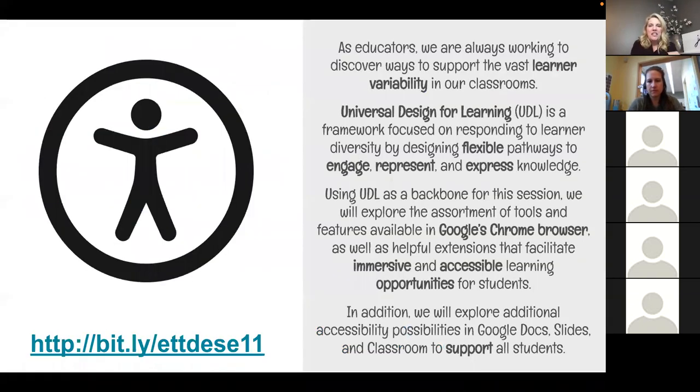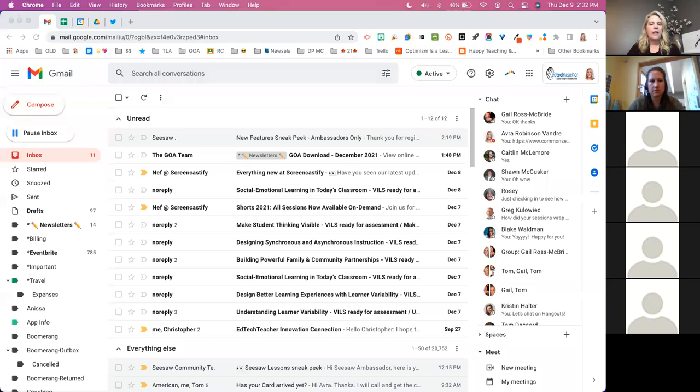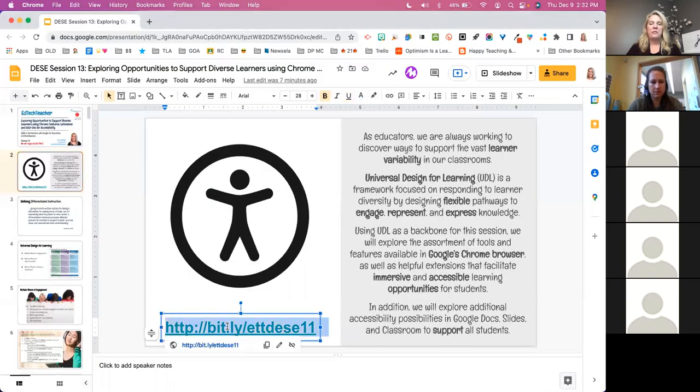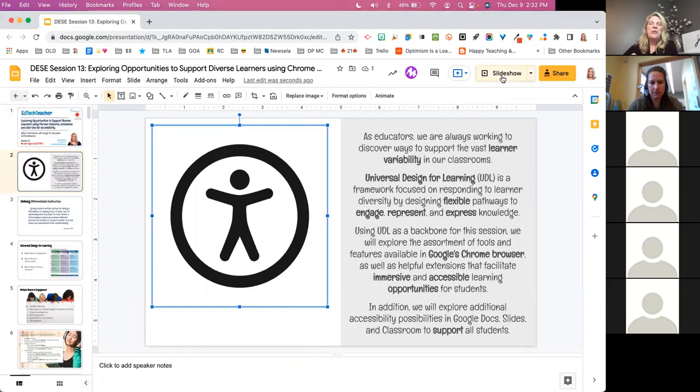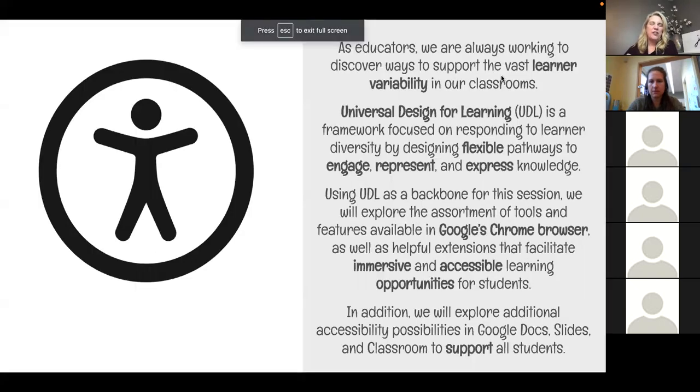So this was just the description for the session. Oh, you guys, this is a bad copy and paste. This is not the right shortened URL. Sorry about that. I'll change that. We're looking for ways to be able to support our diverse learners today, and we're going to focus in on the idea of UDL, which is Universal Design for Learning. UDL is a framework that has really helped me over the years understand how we can support kids.